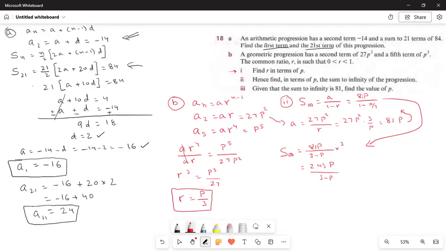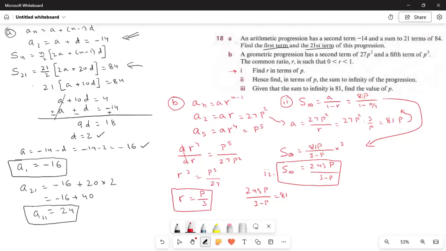243p over 3 minus p. Yes, this is my answer to the second question. So I found the sum to infinity in terms of p. The final thing is, given that the sum to infinity is 81, find the value of p. So 243p over 3 minus p is equal to 81, and from here I need to find the value of p.